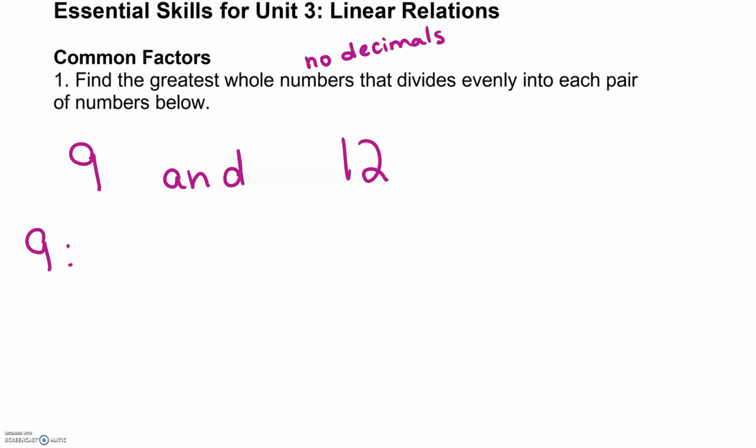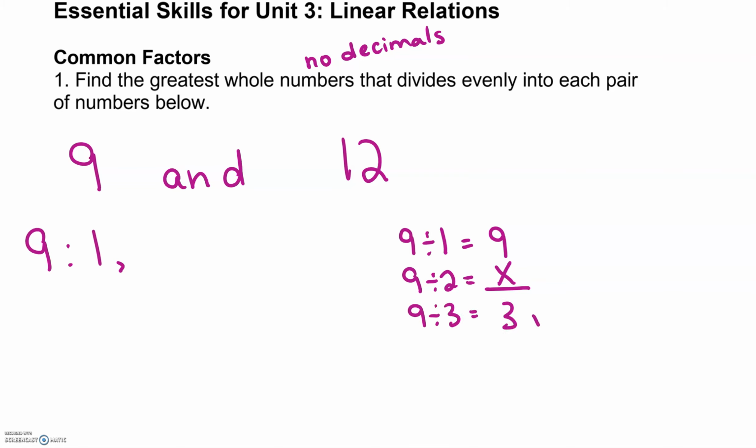I can do 9 divided by 1, and it's going to give me a whole number. So 9 divided by 1 can happen. If I do 9 divided by 2, that cannot happen because 9 divided by 2 won't be a number that can be evenly divided. I can try 9 divided by 3. That works. So we can put a 3 here. We'll do 9 divided by 4. That does not work. We can try 9 divided by 5. You'll recognize that doesn't work.